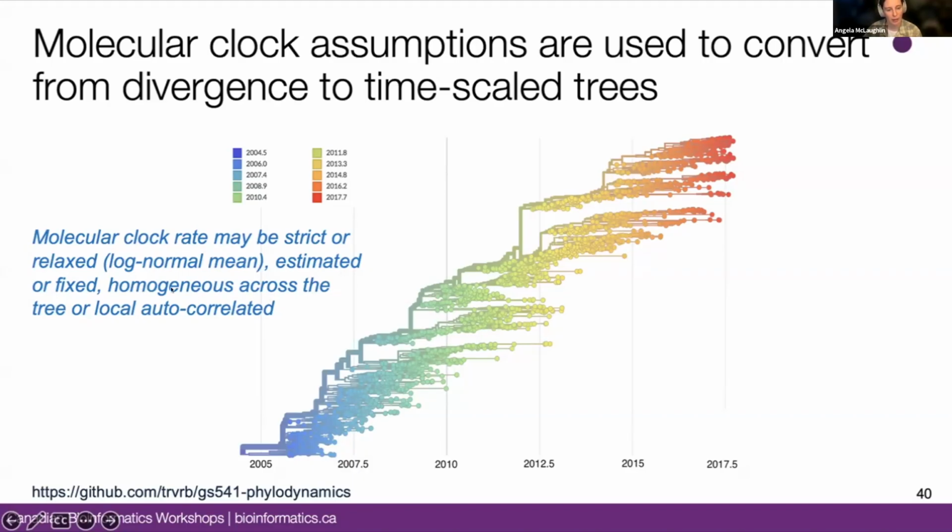Here I wanted to note that the clock rate may be strict or relaxed, where we might have a mean that is described by a log normal distribution. And you can also either fix the molecular clock rate or estimate it. There are also different things you can do in terms of assuming there's one clock homogeneous across the entire tree, or you could have a local or autocorrelated clock that evolves across different lineages. So there's quite a bit of flexibility there in BEAST in particular to specify that.